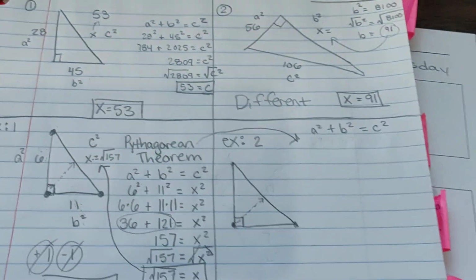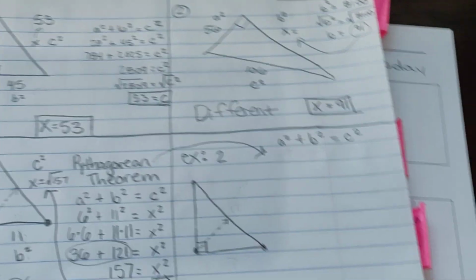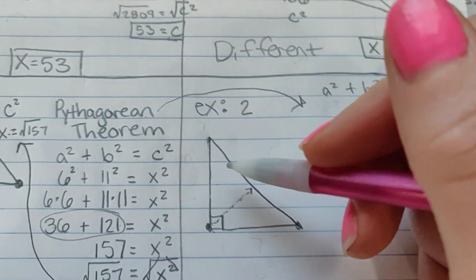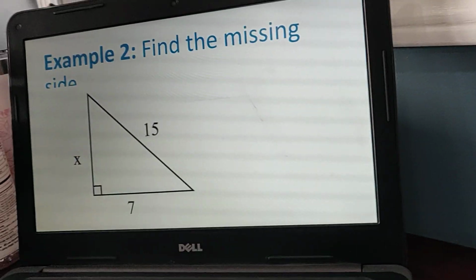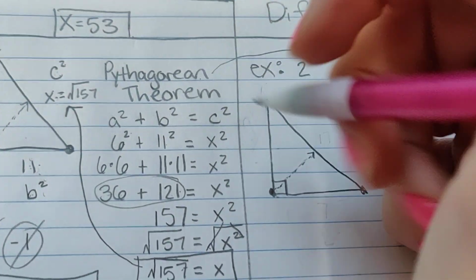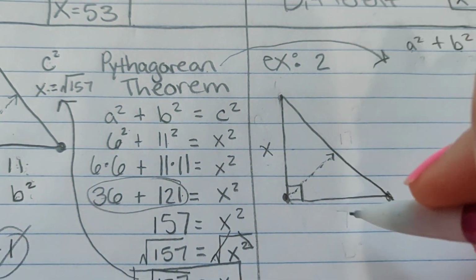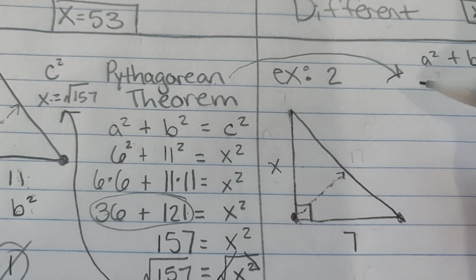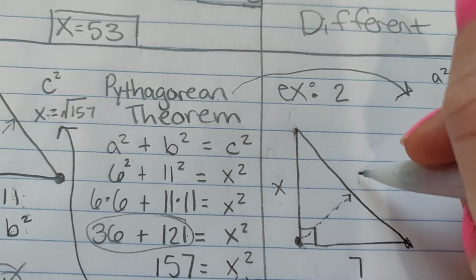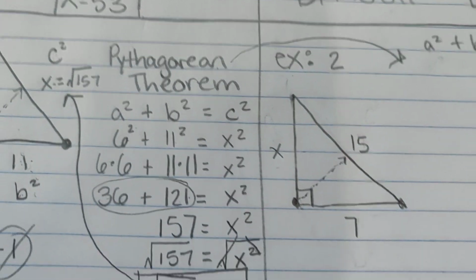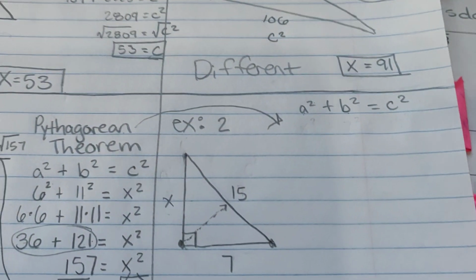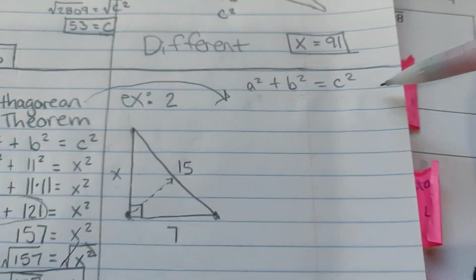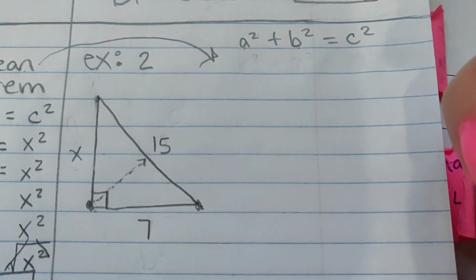We are ready. Okay, so if we have our triangle, just like we did in our PowerPoint, we've got side X, and we have side 7, and we have side 15. All right, so what I need to do is use the Pythagorean Theorem. So I've got that written over here.